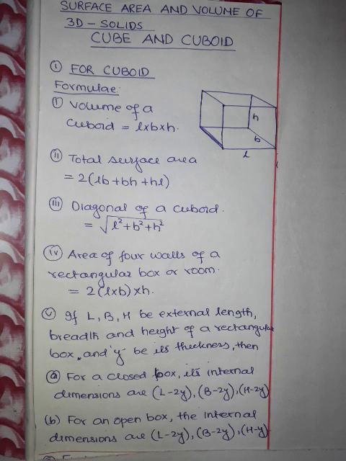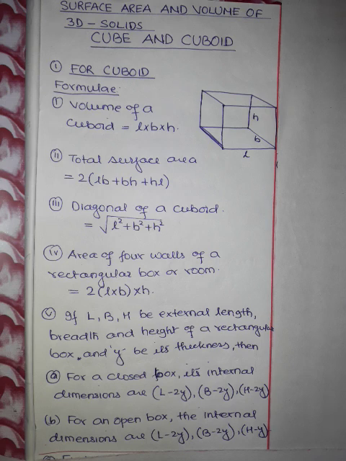Figures that occupy space and have three dimensions are termed as solid figures. The space occupied by a solid is called its volume. The three dimensions are length, breadth and height.